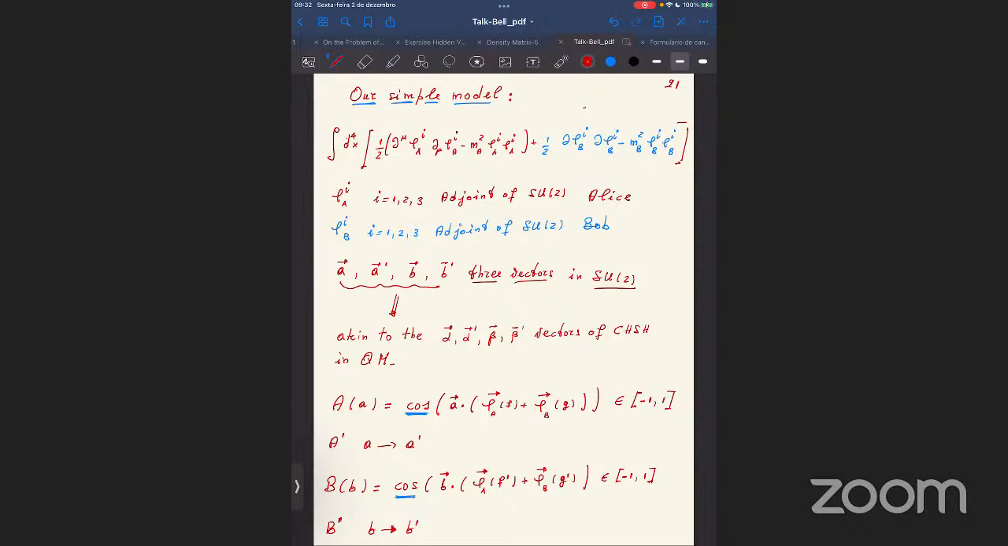we have been able to define a very simple model. We have constructed a quantum field theory with two scalar fields, one field for Alice and one field for Bob. Then we have introduced an internal index, I. I runs from 1, 2, 3, and it is in the adjoint of SU(2). So it is something which can be compared, somehow, to the spin index. Say the isospin, something like this. Of course, this is just a toy model, but it's amusing that you can do this.